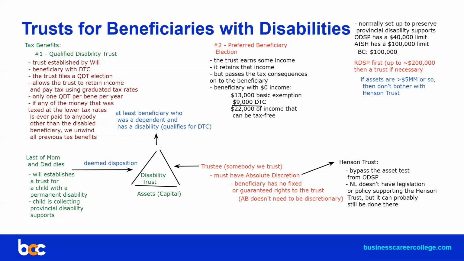So yeah, you can see how this is a good deal, right? And it's a much simpler arrangement than QDT. I would be jumping to the preferred beneficiary election before QDT. I find the QDT quite complicated, and potentially, because you may have to actually repay all those benefits at some point, I just don't know that you would catch me using it.